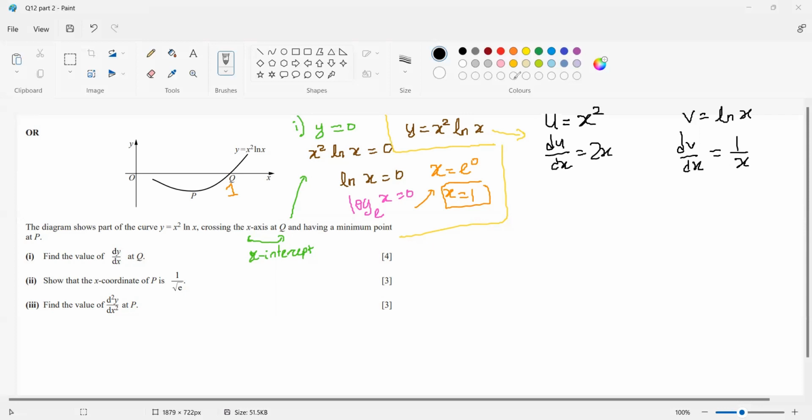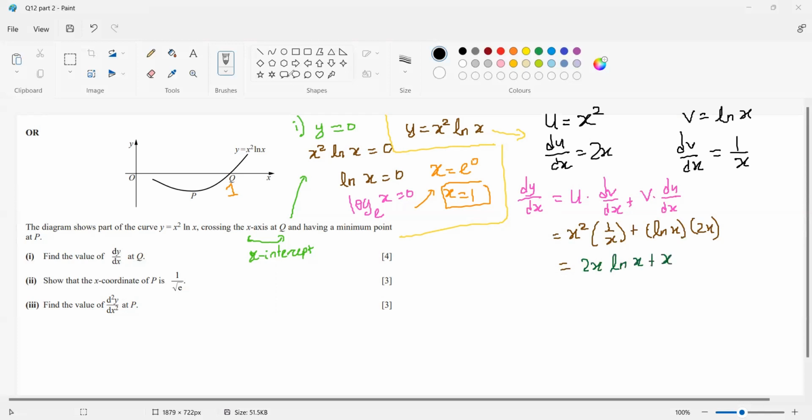Then we use the product formula. So dy/dx equals u dv/dx plus v du/dx. Let's substitute each part. So x squared times dv/dx, which is 1 over x, plus v, which is ln x, times du/dx, which is 2x. It's just a matter of rewriting now. Then we'll get something like 2x ln x plus x. So evaluating at x equals 1, I can write it in dy/dx notation with x equals 1 like this.